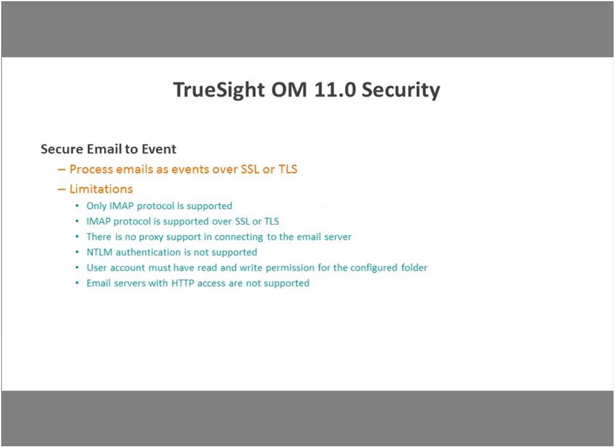Secure email to event has been added. So we've been able to consume events and process them as emails starting, I think, with 10.5 or 10.7, I can't remember which. And we've now added security for that, okay, over TLS or SSL. There's some limitations to this, so be aware of these limitations. Only the IMAP protocol is supported, and that would be IMAP protocol supported over TLS and or SSL. There is no proxy support in connecting to the email server with this. Okay, so we don't connect through a proxy with this.